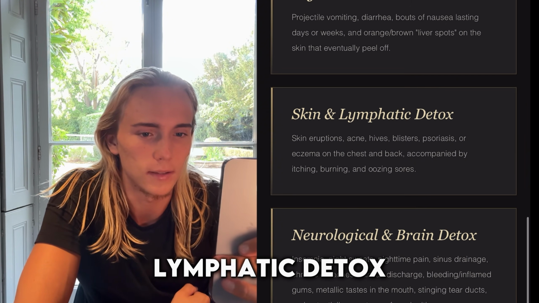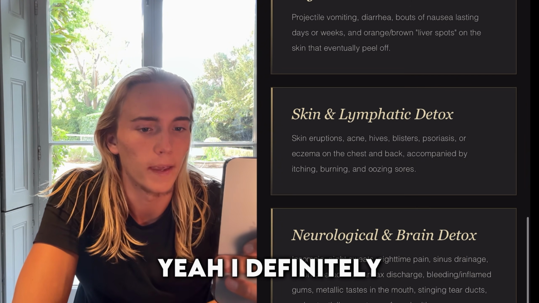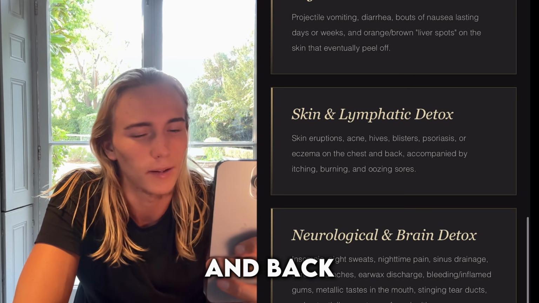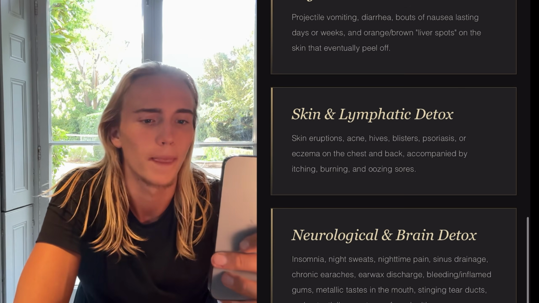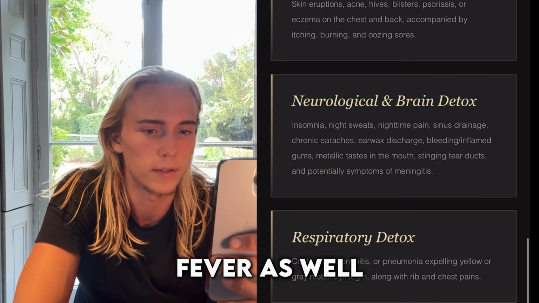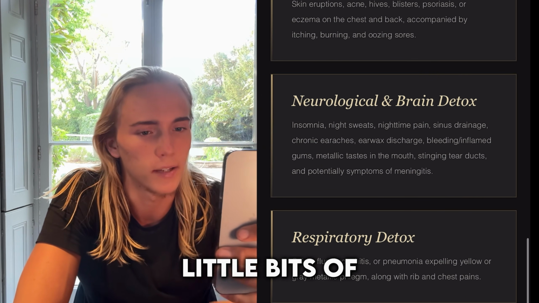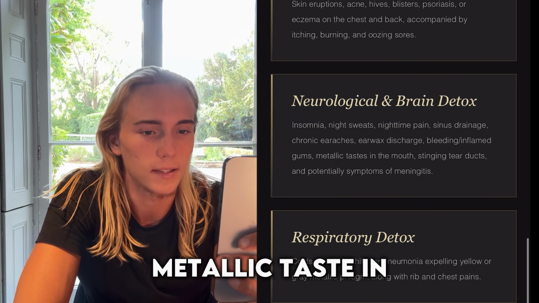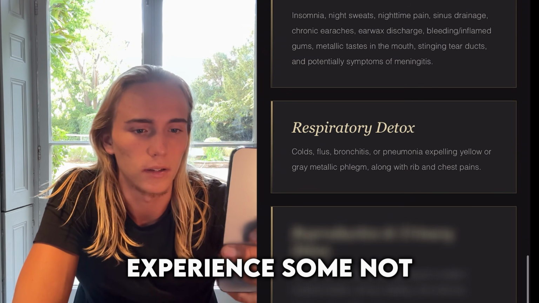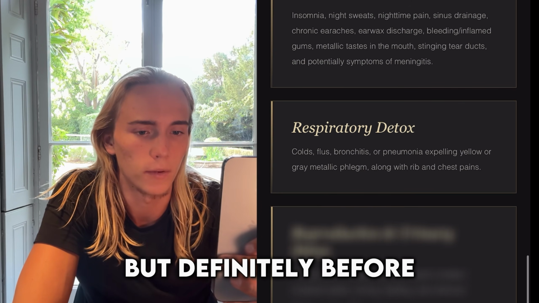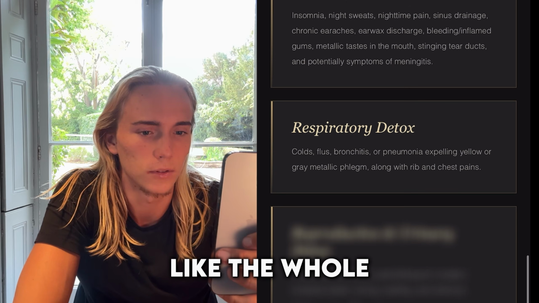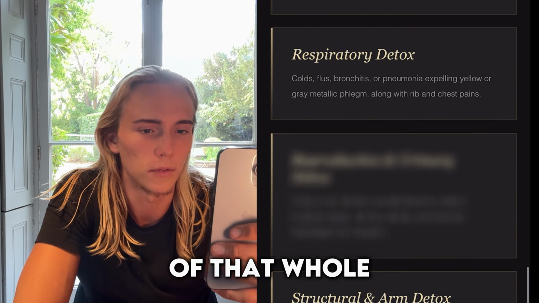Skin and lymphatic detox, skin eruptions, acne. Yeah, I definitely say the skin eruptions and acne I struggle with, and then the chest and back. I wouldn't say it's eczema per se, but sinus drainage, definitely. I get that a lot, definitely through a lot of hay fever as well. Little bits of hay fever here and there. Metallic taste in the mouth, yeah. I do experience that sometimes. I'd say I experience some, not so much now, but definitely before, colds and flus a lot. I do say like the whole stuffy nose, sore throat, sort of that whole area.